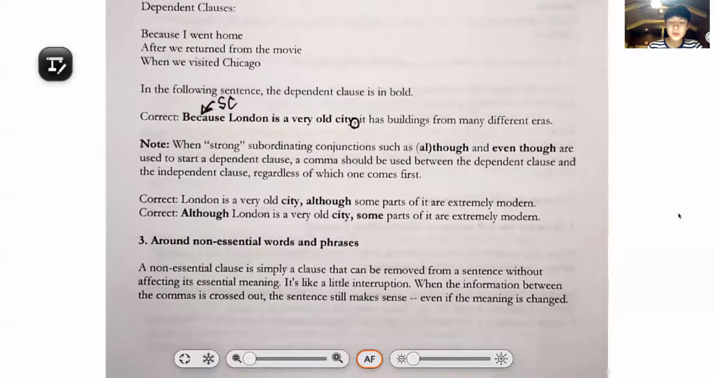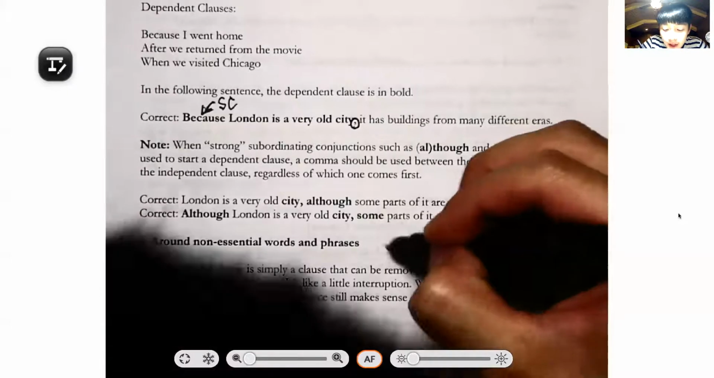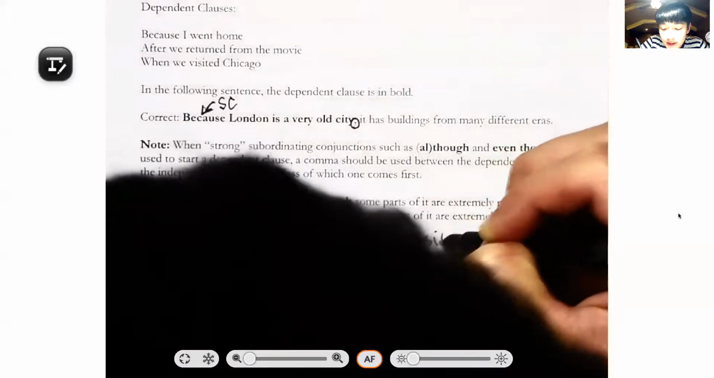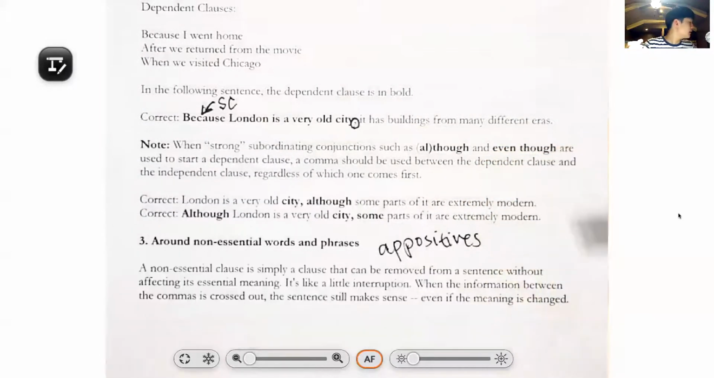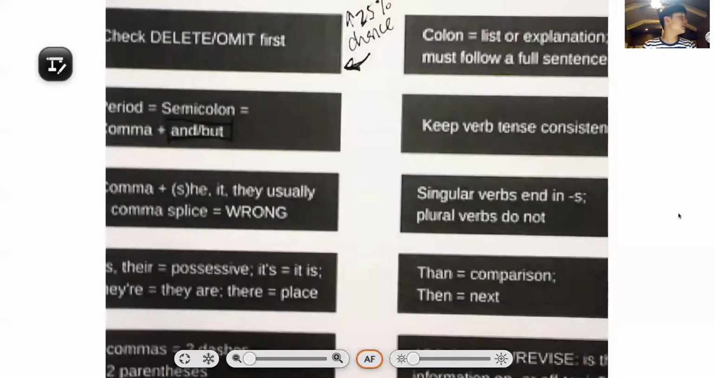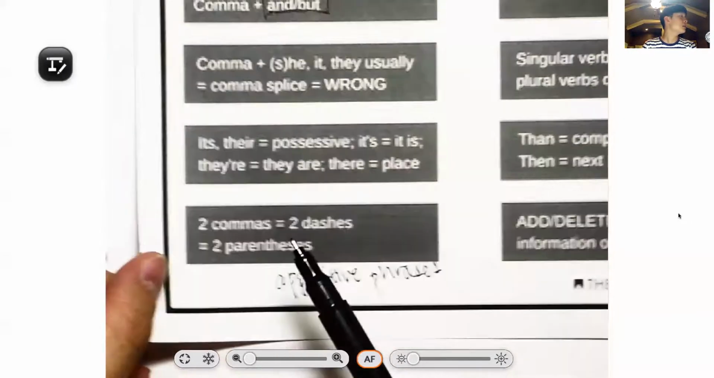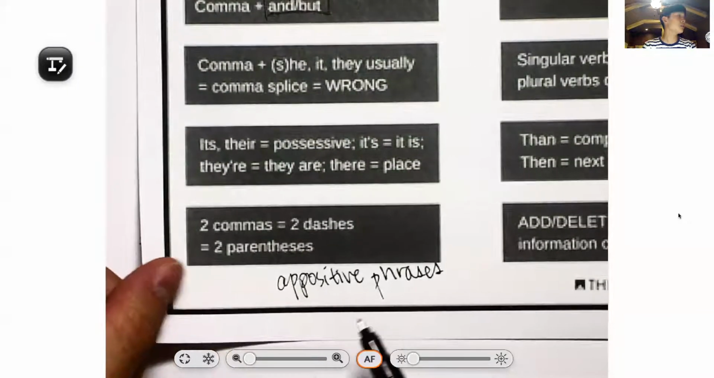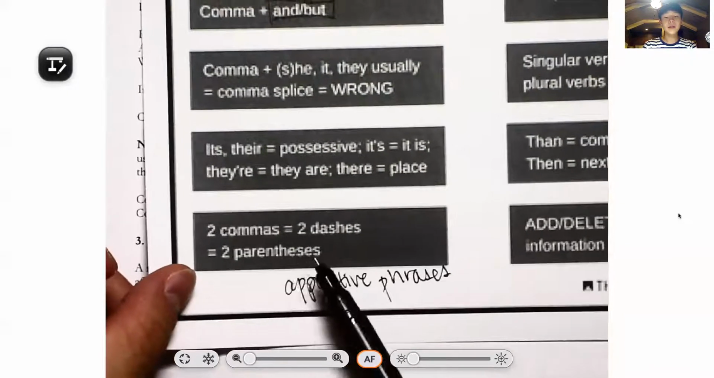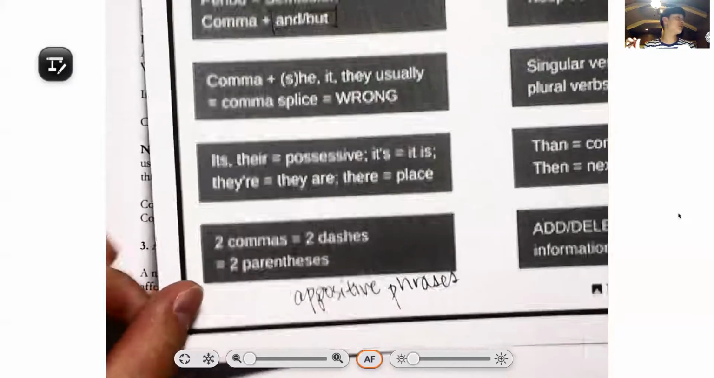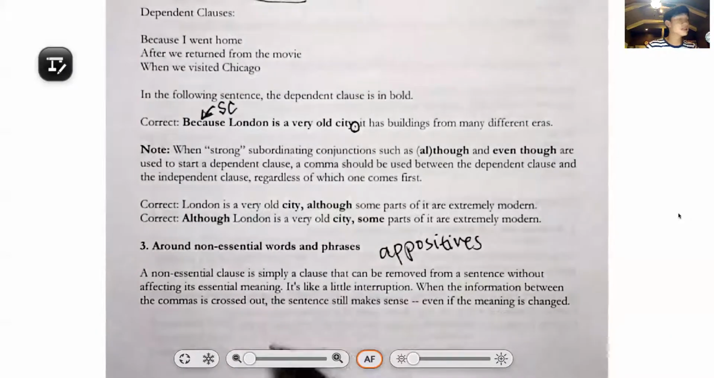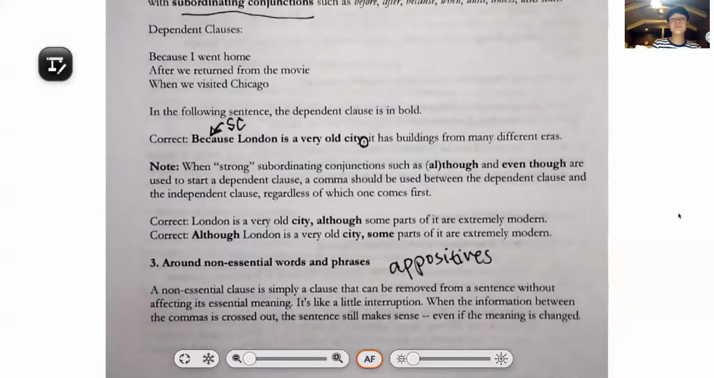Around non-essential words and phrases. A non-essential clause is simply a clause that can be removed from a sentence. So this is appositives, right? Remember when I said in the complete grammar rules that you saw the appositive phrases down here, right? You see this, 2 commas equals 2 dashes equals 2 parentheses, right? So an appositive phrase can be surrounded by commas, dashes, or parentheses. And commas, of course, is one of them. So that's what number 3 is right here.